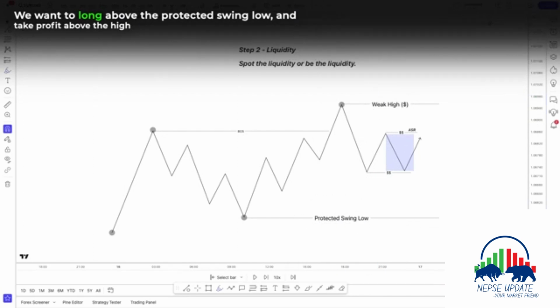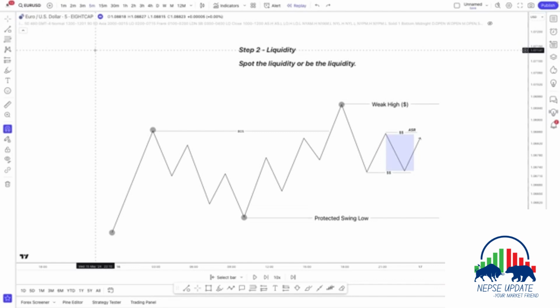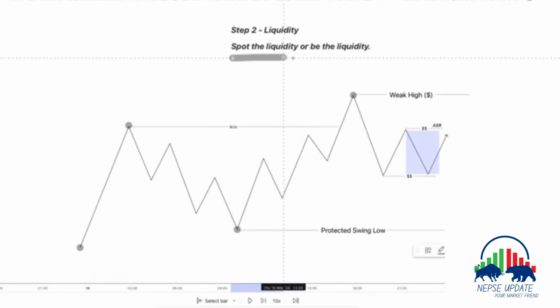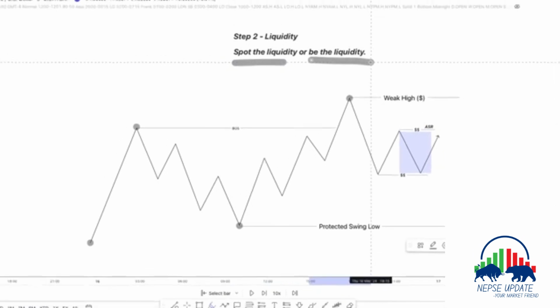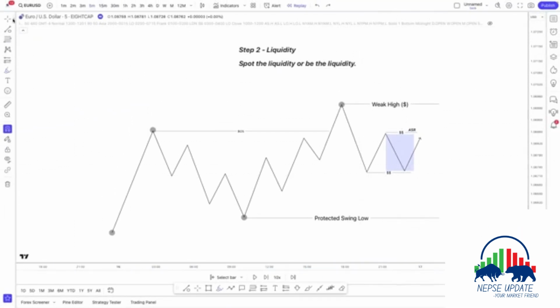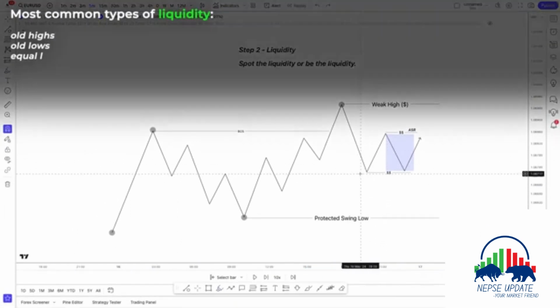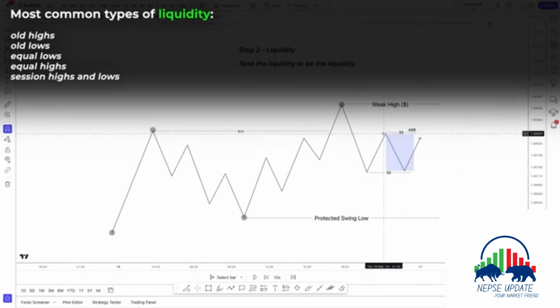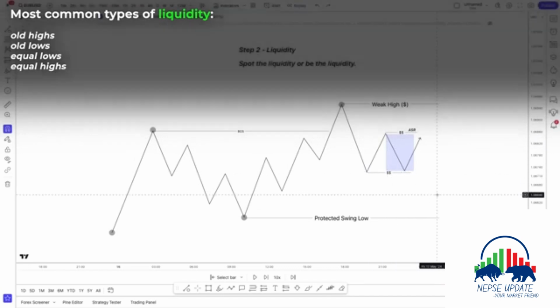Now what we need to do is identify all the key areas of liquidity that sit inside of this trading range that we must avoid at all costs. Because if you don't spot the liquidity, you will be the liquidity. And so the most common form of liquidity is ultimately going to be forms of equal lows, equal highs, Asia session high, Asia session low, or old highs and old lows. That is pretty much it.